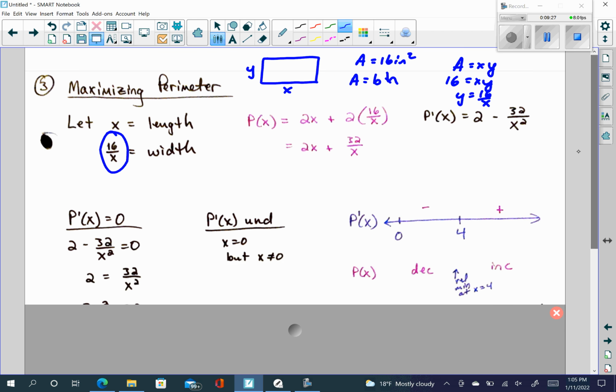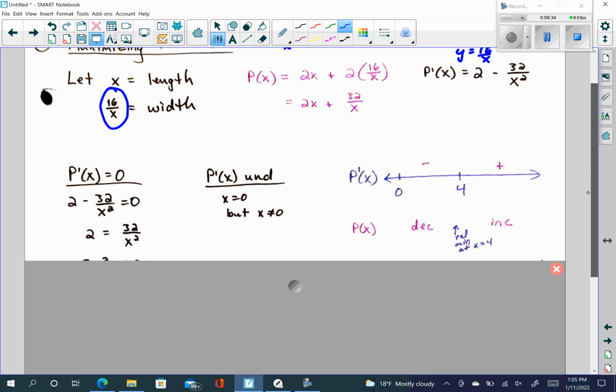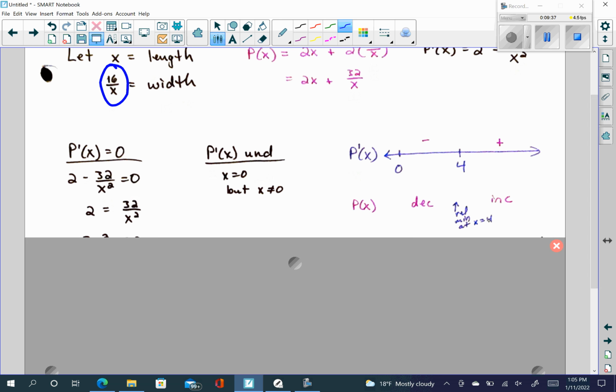And I know at the very beginning it said maximizing perimeter, but if you go back to the problem, it said what is the smallest perimeter? So we really want to minimize the perimeter. So this is justifying that we have a relative min at x equals 4.